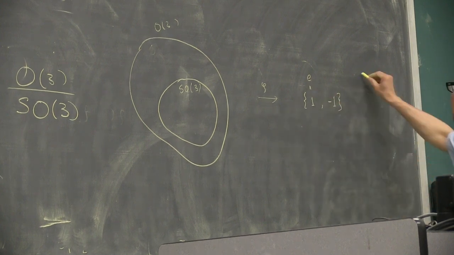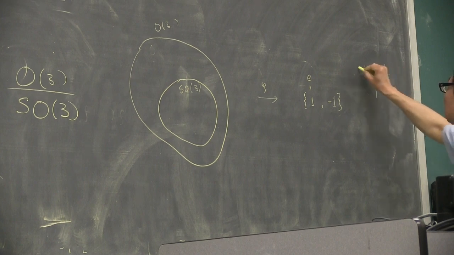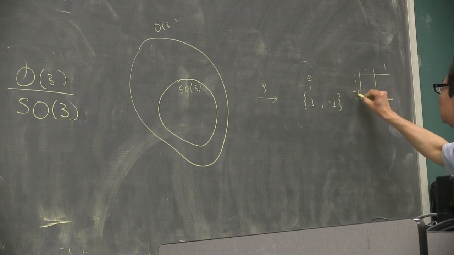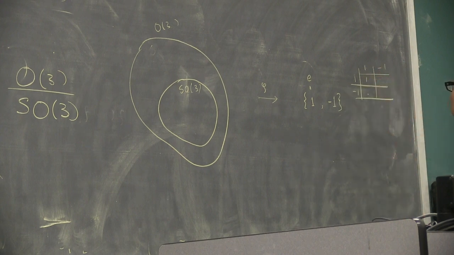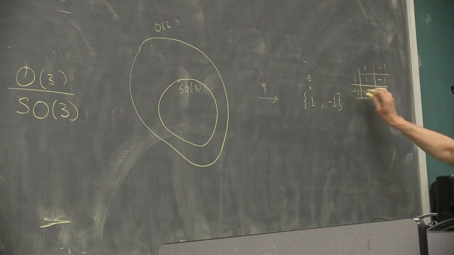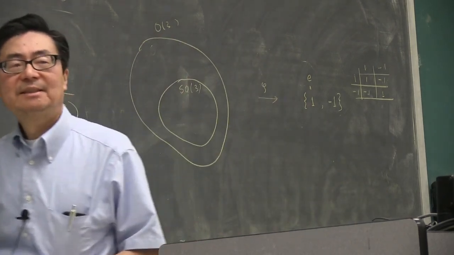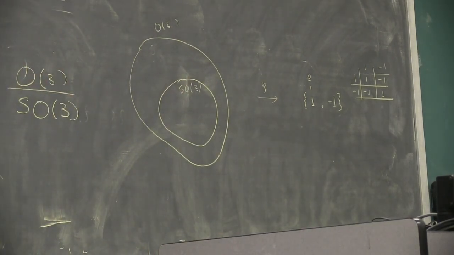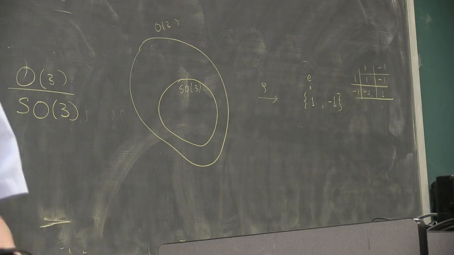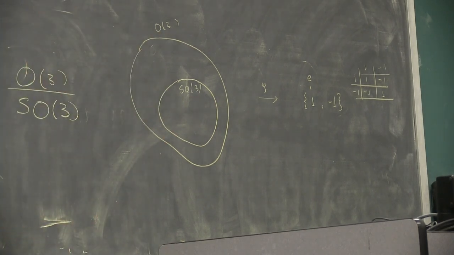There are two elements in here, so there's a very simple multiplication rule. 1 times 1 is 1. 1 times minus 1 is minus 1. And minus 1 times minus 1 is 1. So that's a group. That's a group of two elements. It's called the dihedral group. I mentioned that last time. Only two elements, and if you take any element and multiply it by itself, you get back the identity. 1 times 1 is the identity 1, and minus 1 times minus 1 is also the identity 1.